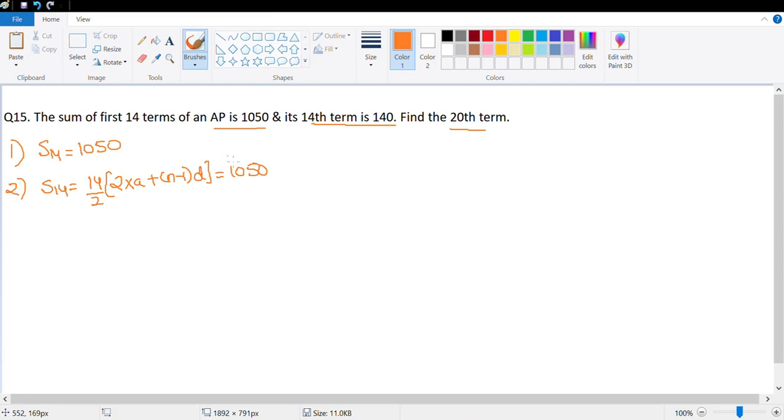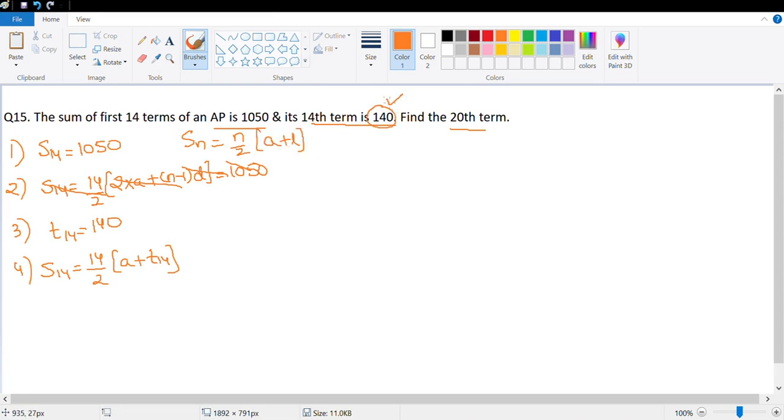Right, so let's see what we have. First term not given, 14th term given as 140. So T14 is given equal to 140. Oh, so I don't have the first term, so maybe I should use the second formula, right? I have S14 is equal to n by 2, in this case 14 upon 2, times A plus T14. That's the formula. Sn is equal to n by 2 times A plus L. Because the last term is given, so might as well use this formula.